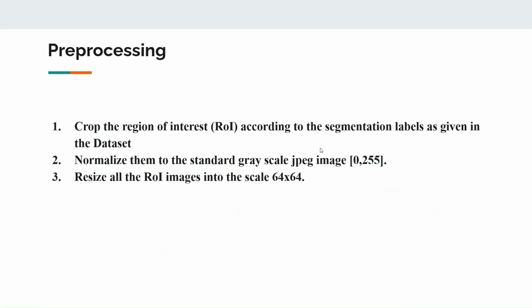Before applying PCA, we pre-process the images in 3 steps. First, we crop the region of interest. We use the segmentation labels from the ACDC dataset to focus on the LV and MYO. Next, we normalize the pixel values to a standard grayscale range of 0 to 255. Finally, we resize all images to 64 by 64 pixels, resulting in 4,096 dimensions per image.